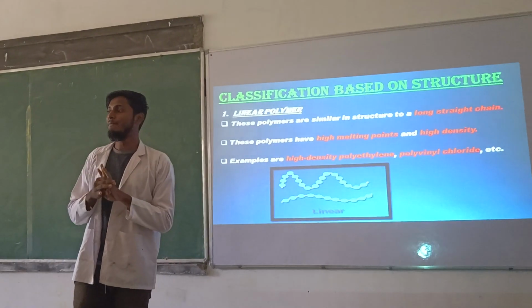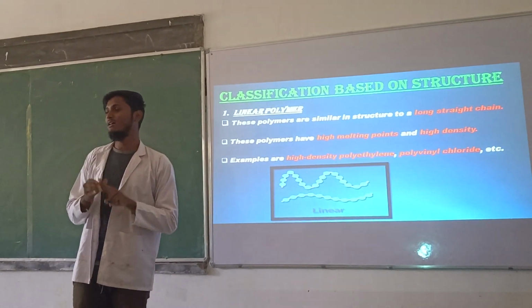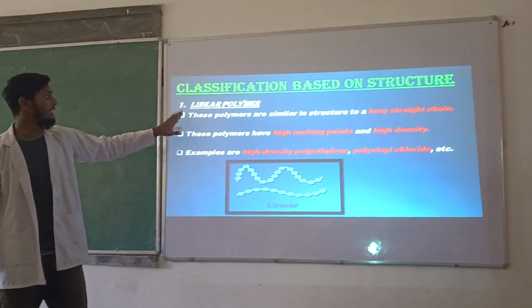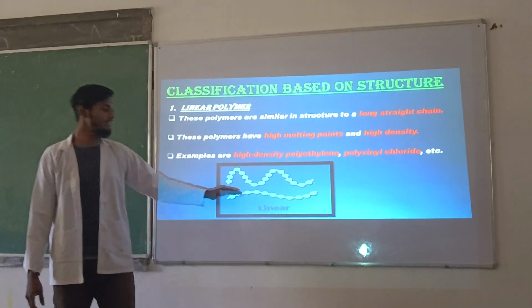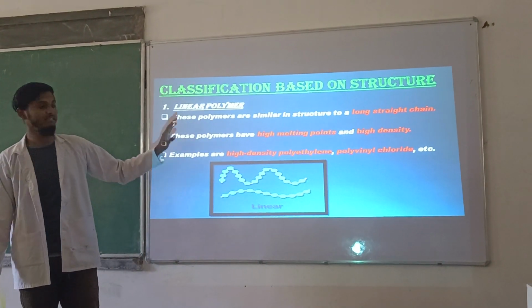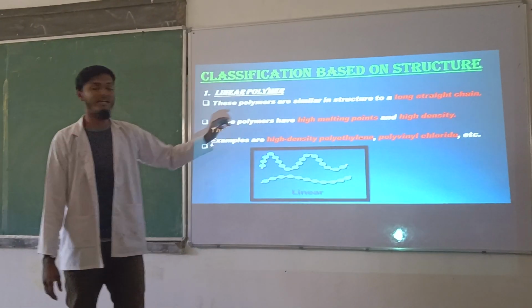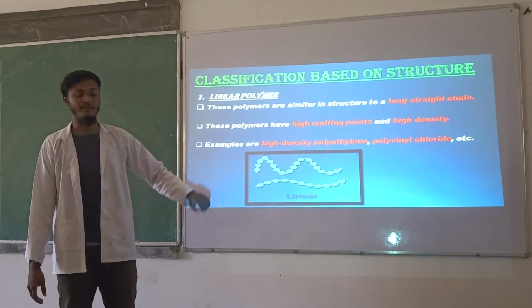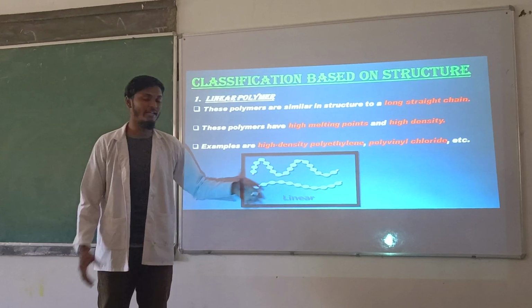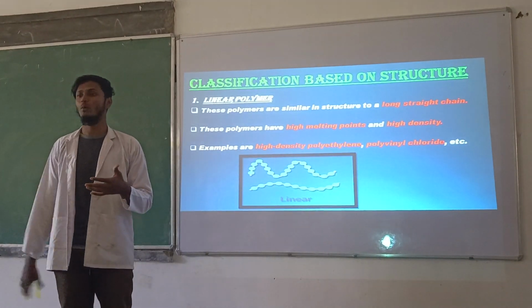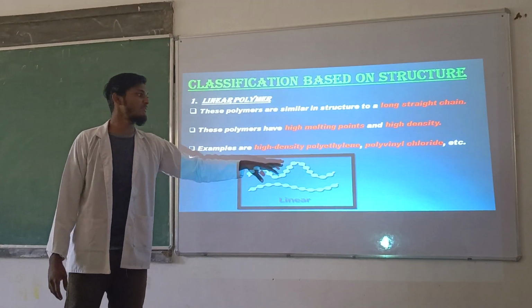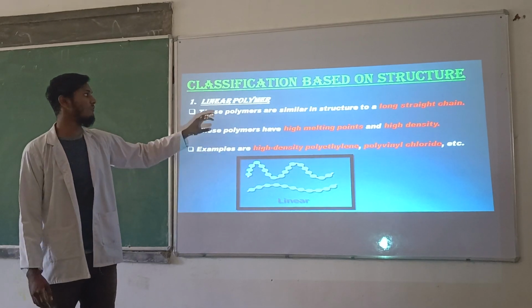It is described in three ways: linear, cross-linked, and branched-chain polymer. Linear polymer has a long, straight-line structure, and it has a high melting point and high density because the molecules are arranged in a very tightly packed manner. That's why its melting point is so high. High-density polyethylene and PVC are examples of linear polymers.